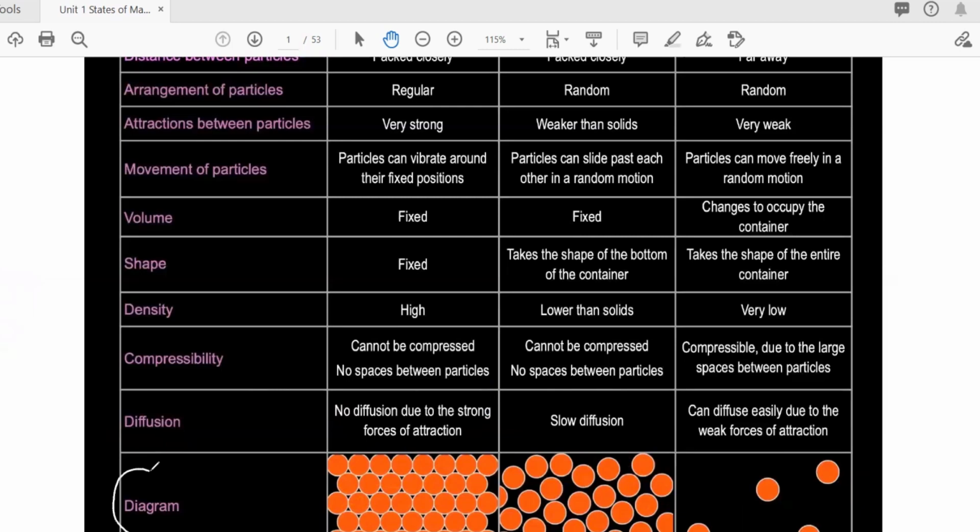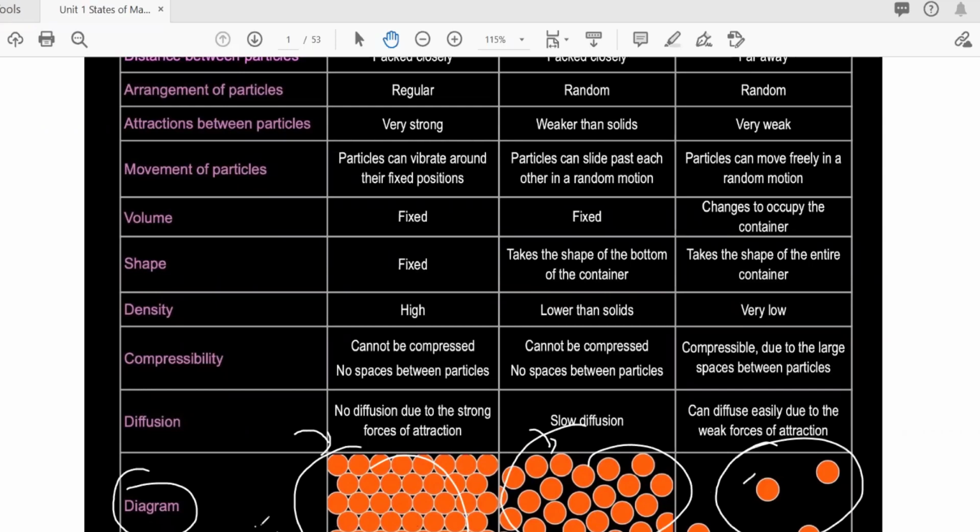And then the diagram: if they want, they will ask you to draw the diagram for solid, liquid, and gas. Sometimes in the exam they ask a 1 mark question. So you will draw them like this. For solid, the particles are closely packed. Liquids have small gaps, and gases are far apart from each other. So sometimes they ask you to draw the diagram for solid, liquid, and gas.